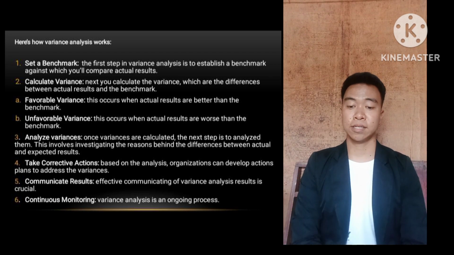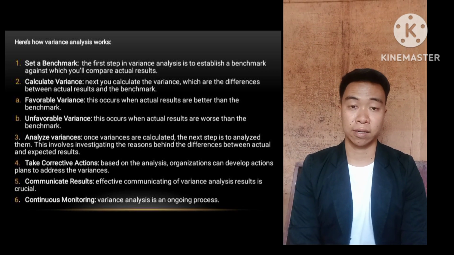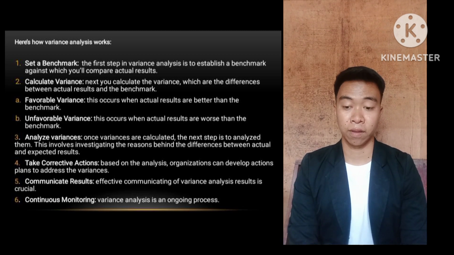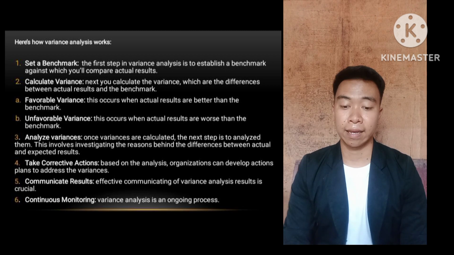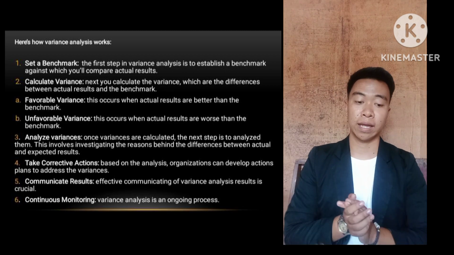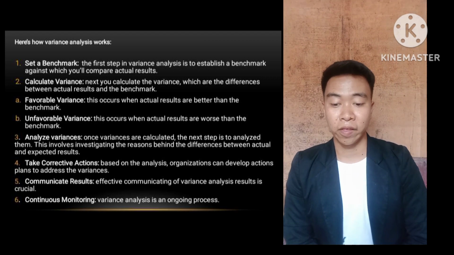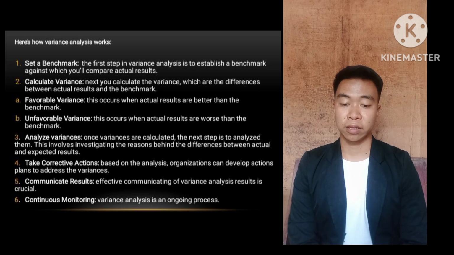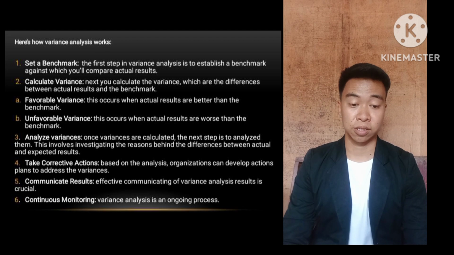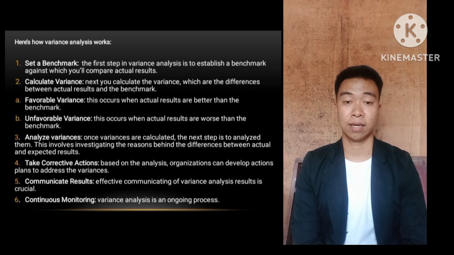So the third is analyze variances. Once variances are calculated, the next step is to analyze them. This involves investigating the reasons behind the differences between actual and expected results. So the fourth is take corrective actions based on the analysis. Organizations can develop action plans to address the variances.